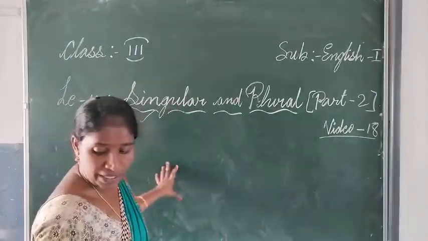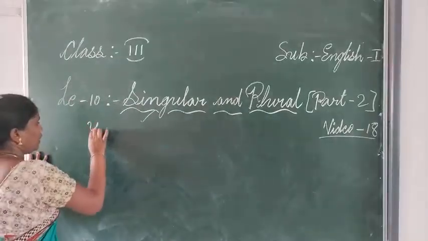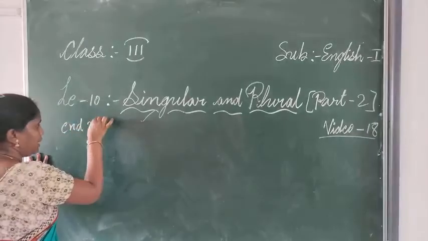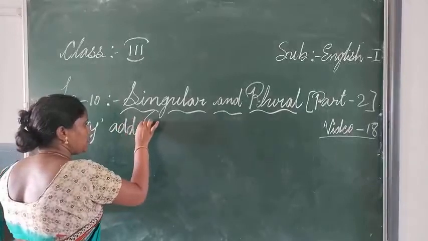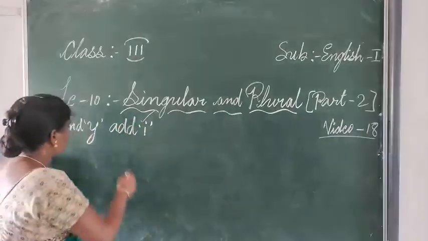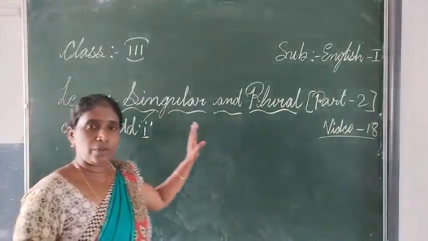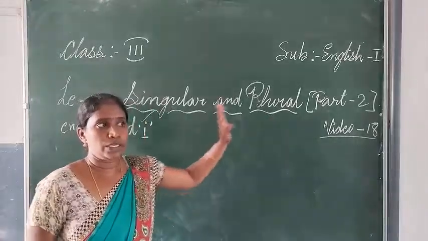Exercise number 3 is telling us what to do when a word ends with y. If y is at the end of the word, then what do we have to add? I should be added. In the place of y we have to add i when the word turns into the plural.